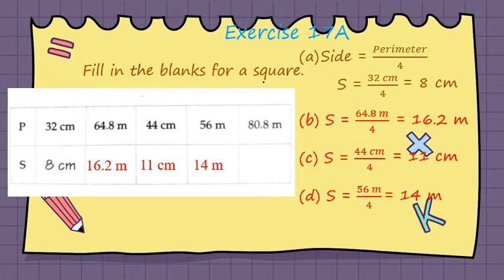And in the last part or the E part, the perimeter of the square is equal to 80.8 meter. So what will be the side of this square? It will be perimeter divided by 4, means 80.8 divided by 4, which is equal to 20.2 meter. So this way, children, we can find out the side of a square by dividing its perimeter by 4.